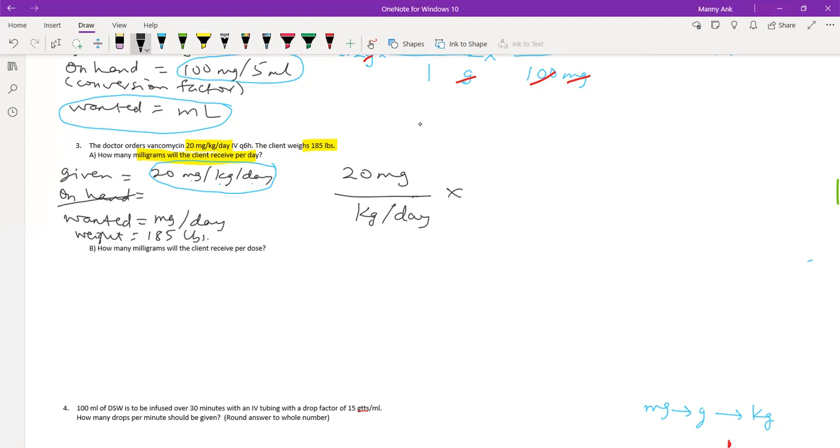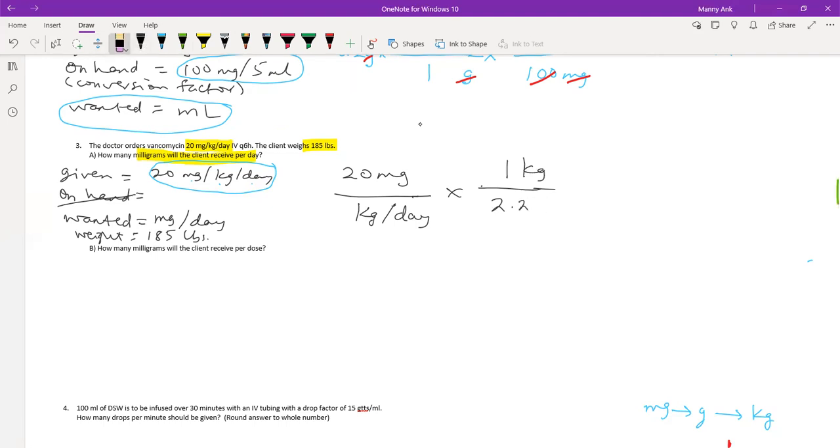We know that we have 2.2 pounds in 1 kilogram. So we're going to change the kilograms to that. I have to use a conversion factor: 1 kilogram to 2.2 pounds.